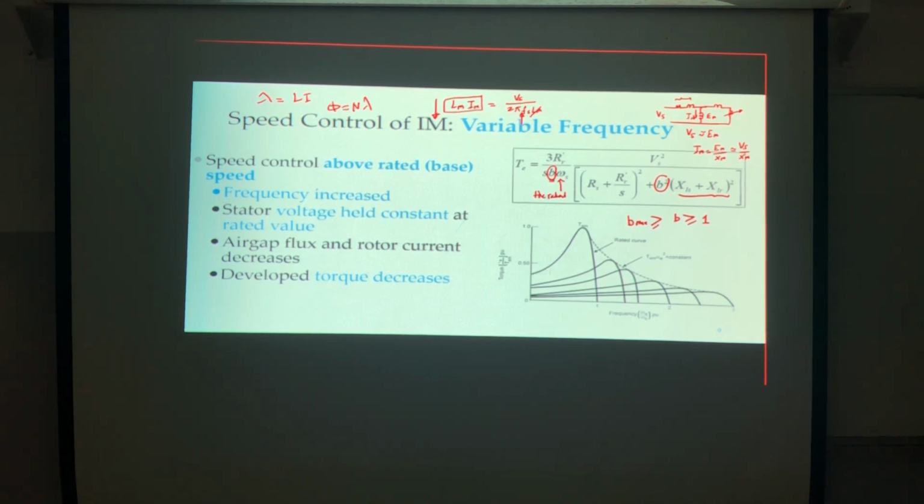Now let's see. If I'm changing the frequency above the rated, the first thing I will change is the synchronous speed, correct? It has a direct relation. Ns equals 120 F over P. So now I'm increasing F, so Ns will increase, correct? Now what will happen to the maximum torque? It will decrease, correct? Do you remember the maximum torque? Yes, so it will be decreased. And the starting torque also will be decreased, correct?